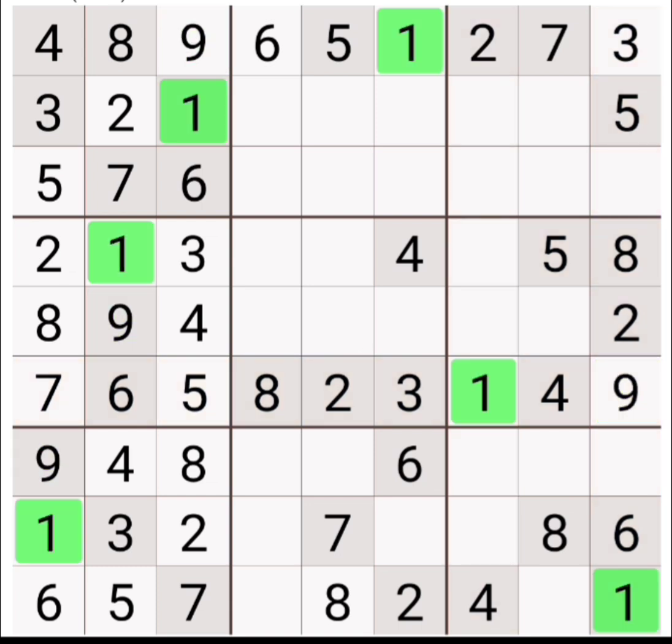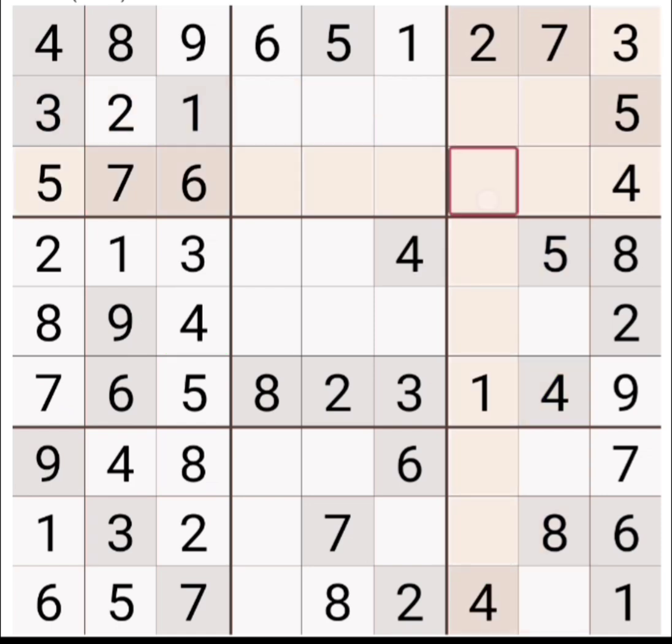So let us complete the last column, that is the ninth column. 3, 5, 8, 2, 9, 6, 1. Only 4 and 7 are missing. So 4 and 7 are supposed to be filled in these two cells, but 4 we cannot fill in this cell because 4 is there in the same row. So we'll fill 7 here and 4 here.